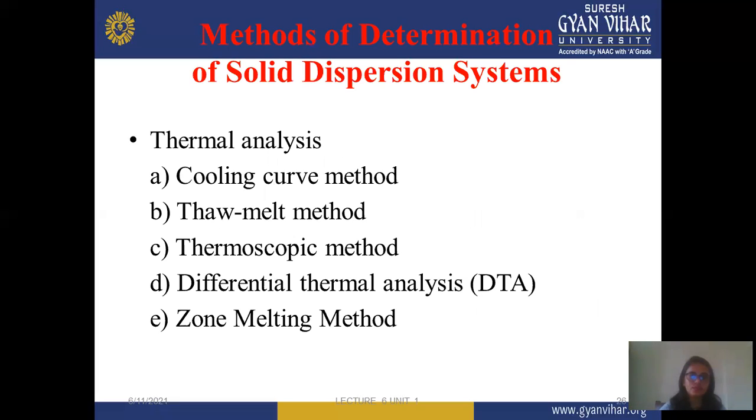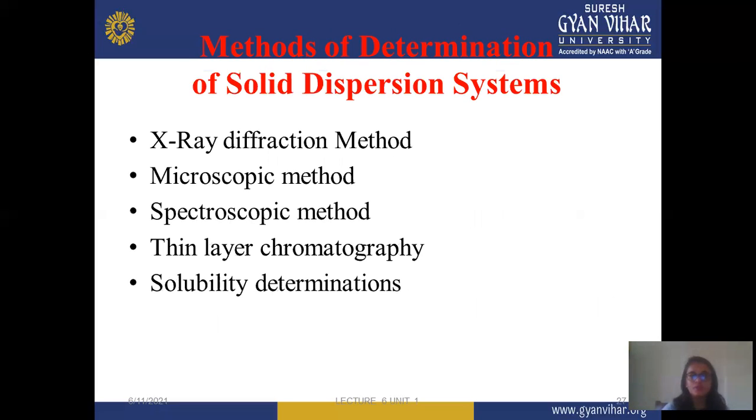Next are methods of determination of solid dispersion. First is thermal analysis. In thermal analysis, first is the cooling curve method, second is the thaw melt method, and one is the thermomicroscopic method. Another is differential thermal analysis, DTA, and one is the zone melting method. Now we discuss these individually. Other methods of determination include X-ray diffraction, microscopic method, spectroscopic method, thin layer chromatography, and solubility determination.